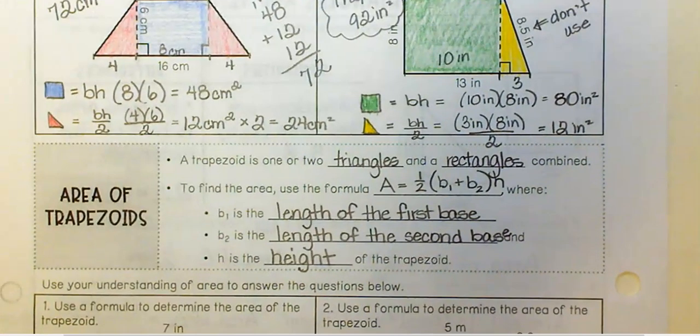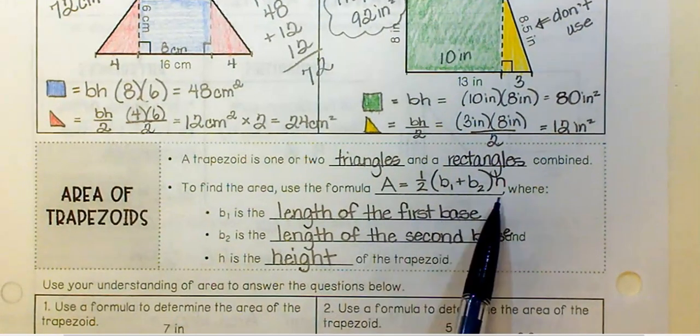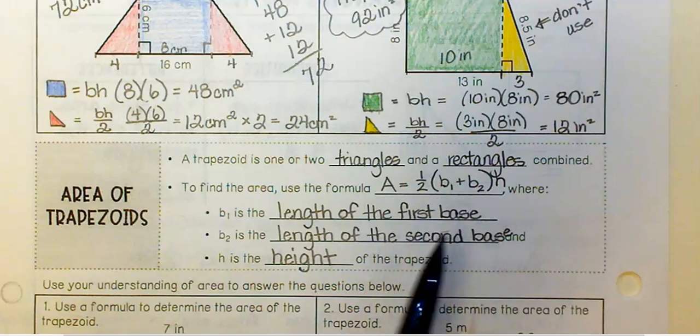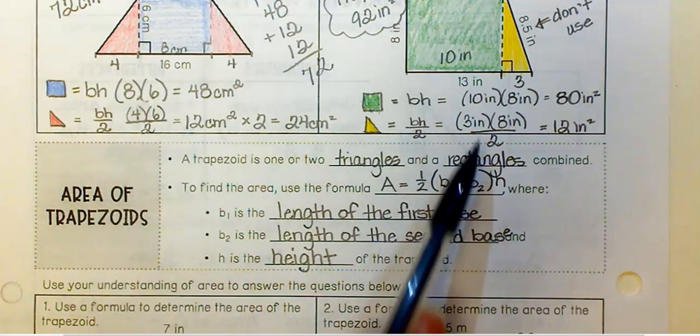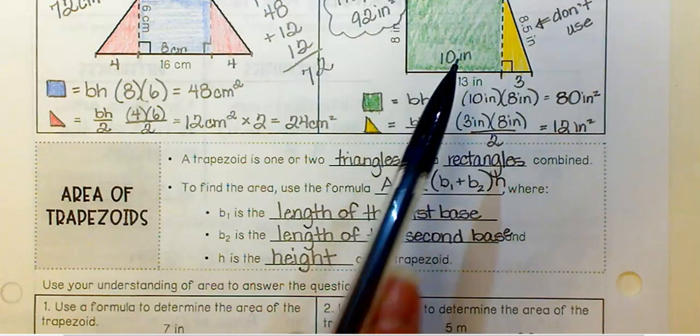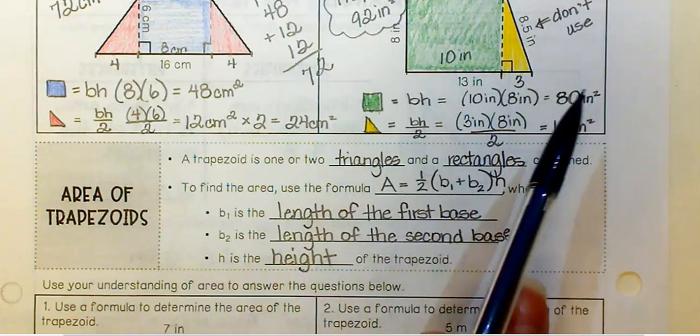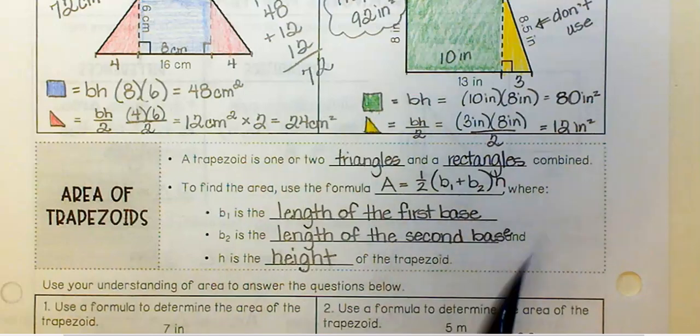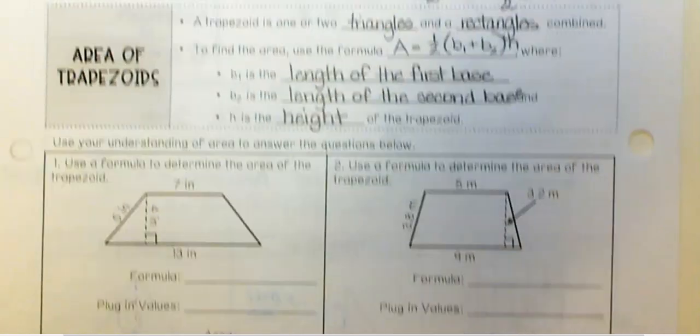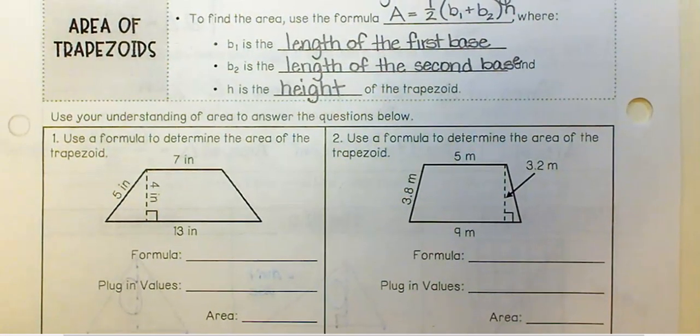All right, so here is our formula. And I'm not going to worry about trying to show you how, but basically this formula takes into account that we're finding rectangle and triangle or triangles together. So it does everything for us. So let's use it for some practice.